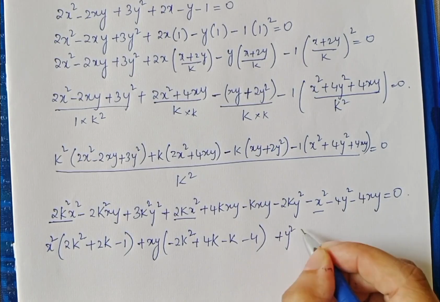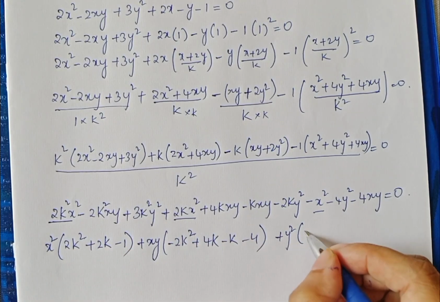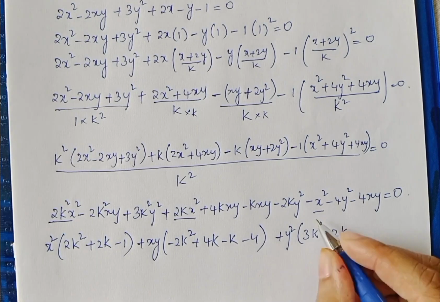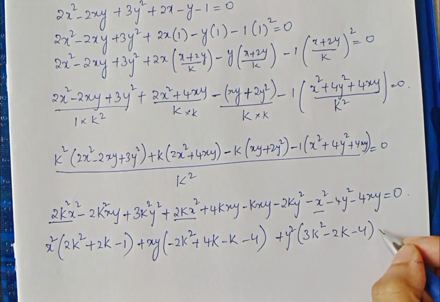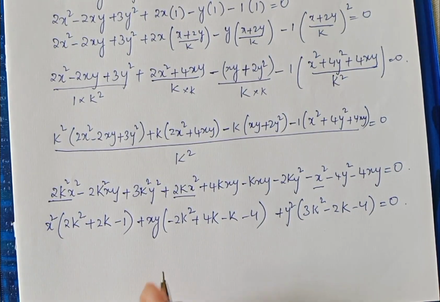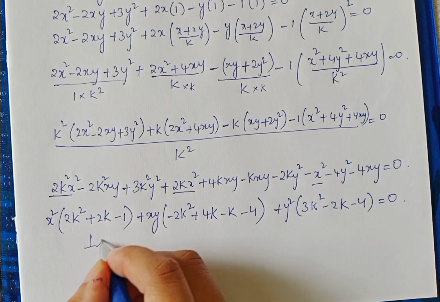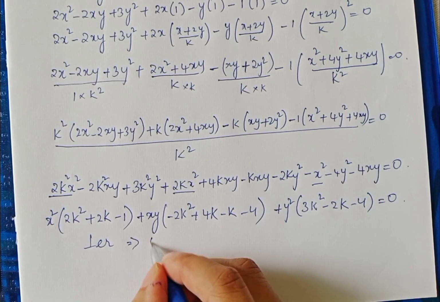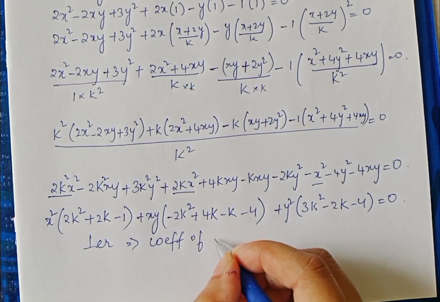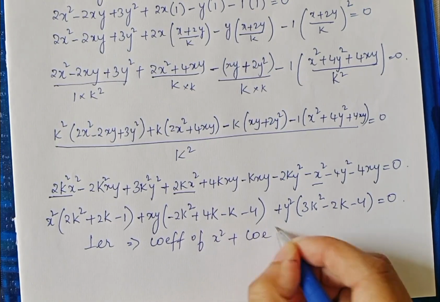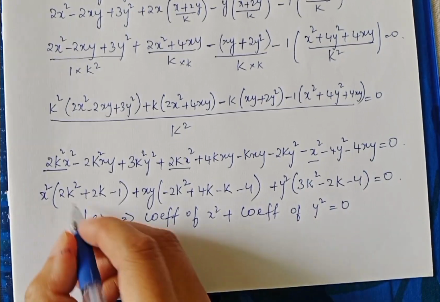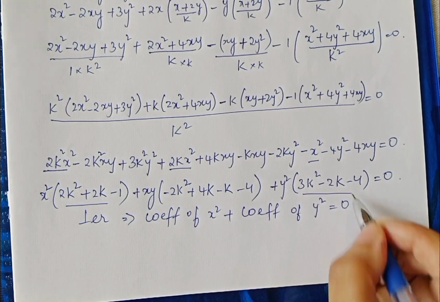Next, taking y square common, so it is 3k square minus 2k minus 4 equals 0. Now in the question it is given as mutually perpendicular, right? So when the lines are perpendicular, the coefficient of x square plus the coefficient of y square is equal to 0. So these are the coefficient of x and this is the coefficient of y.